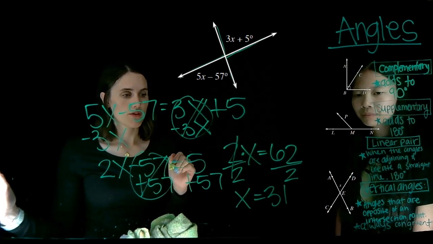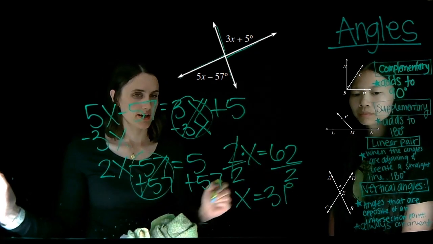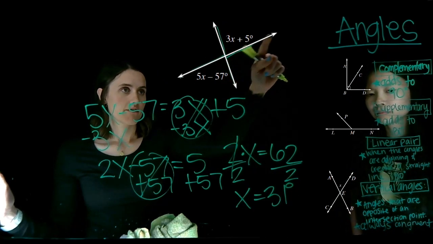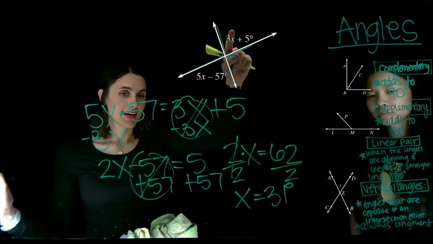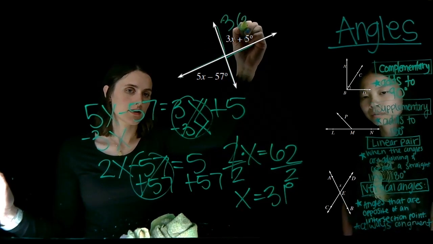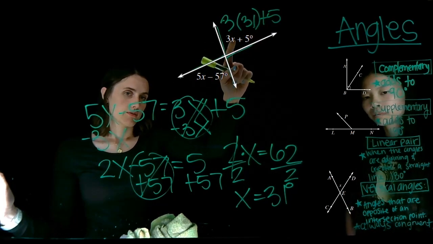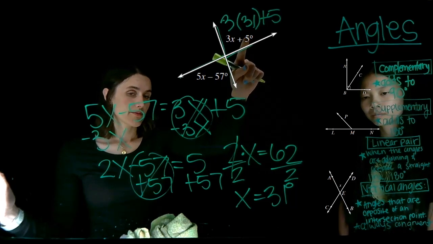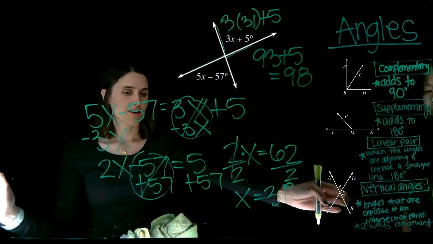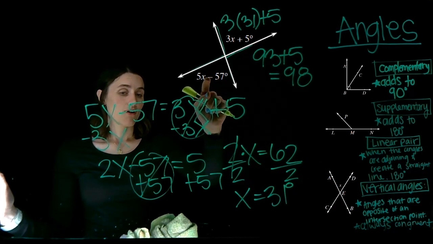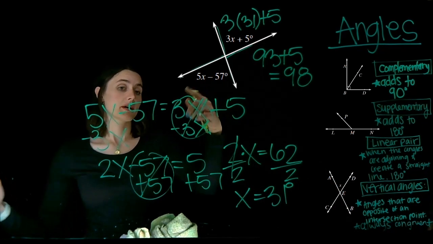So now I know that my value of x is 31 degrees, but I want to know what each of these angle measures are. So I can take this 31 degrees and I can replace x with 31. 3 times 31 plus 5. So 3 times 31 is going to give me 93 plus 5, 98. And because these are vertical angles, I know that this angle also has to be 98 degrees, but we can check it just to make sure.